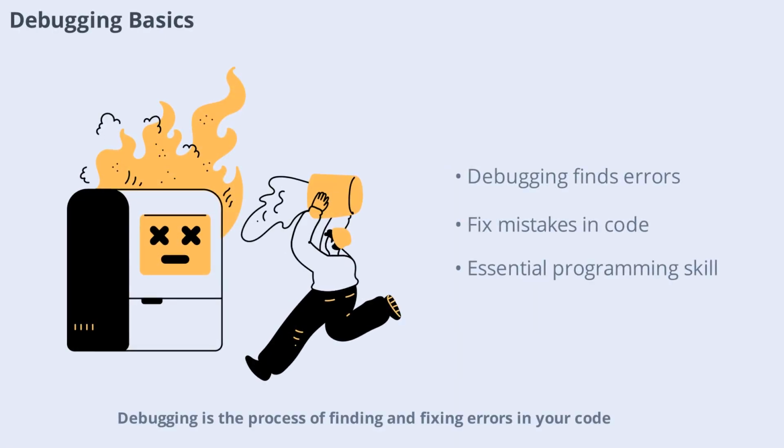Debugging is the process of finding and fixing errors in your code. Everyone makes mistakes, and debugging helps you figure out what went wrong and how to fix it. Common errors include typos, incorrect logic, or using the wrong data type. Learning to debug is an essential skill for every programmer, and it gets easier with practice.